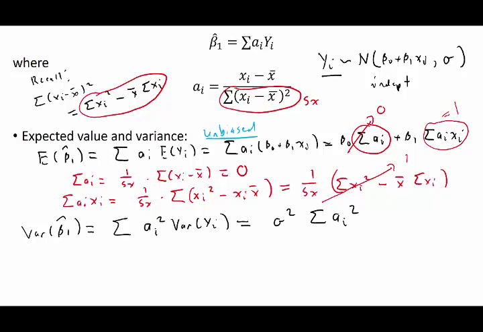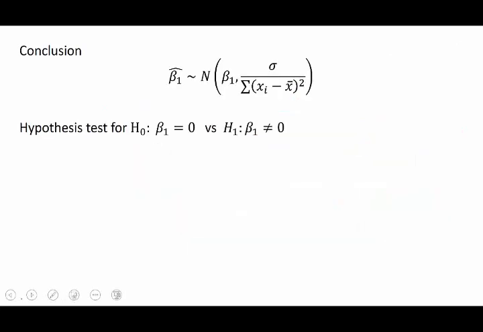And when I add up the ai squareds, I'm going to factor out that s sub x factor again. Notice I'm going to get s sub x squared because I'm squaring the terms, but then this other term here that I'm summing is also s sub x. So I end up just getting sigma squared over that sum from the denominators of the coefficients a sub i. Right? So now armed with these two facts, the variance of beta 1 hat and the mean of beta 1 hat, we can get back to our hypothesis testing question, right?